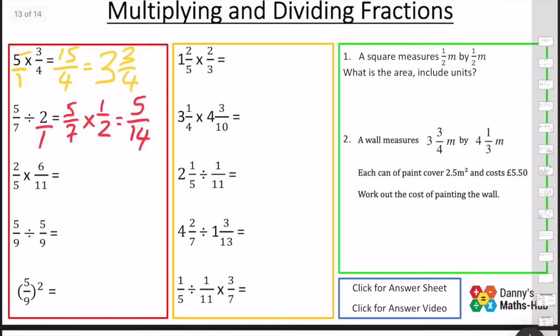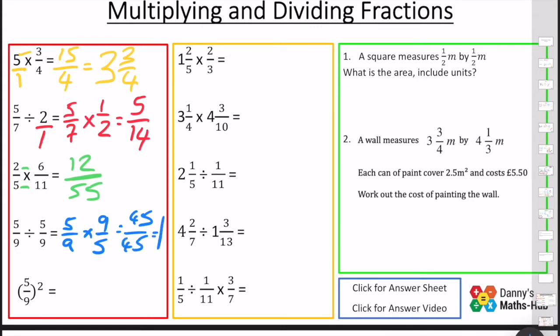2 over 5 times 6 over 11. Nice and simple. 2 times 6 is 12. 5 times 11 is 55. This can't be simplified. We're done. 5/9 divided by 5/9. Keep, change, flip. 5 times 9 is 45. 9 times 5 is 45. 45 over 45 is 1, which hopefully some of you would have seen straight away, because anything divided by itself is always 1.